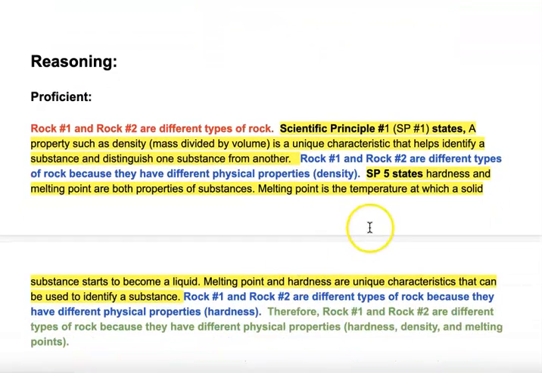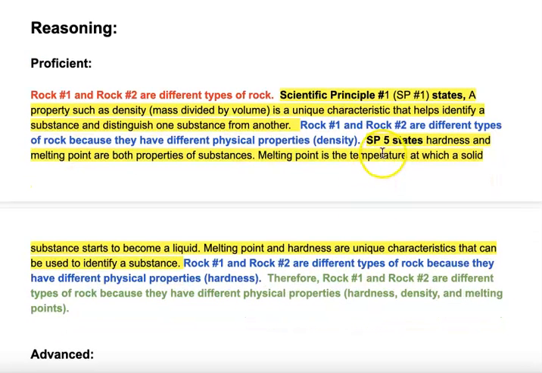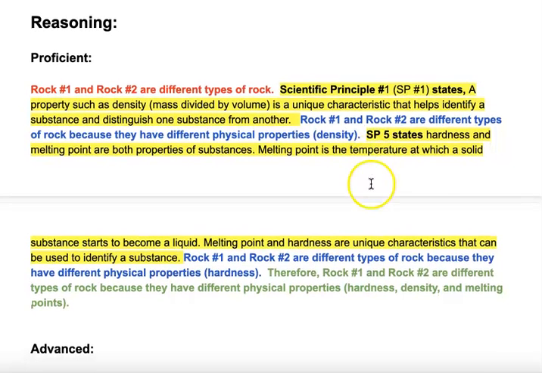Now, scientific principle number 2, well, the second one that I'm using, but it's actually scientific principle number 5, states hardness and melting point are both properties of substances. Melting point is the temperature at which a solid substance starts to become a liquid. Melting point and hardness are unique characteristics that can help identify a substance. So again, I would copy and paste this from up above. So that's the scientific principle. So you need that. Now you have to explain why that matters.